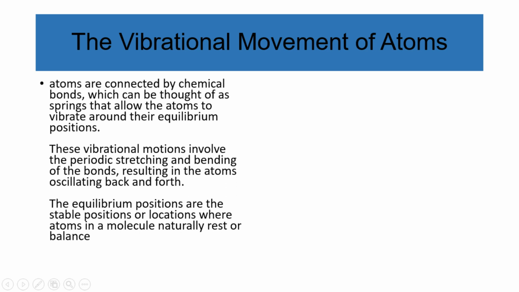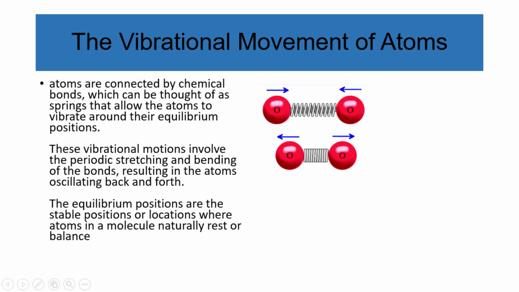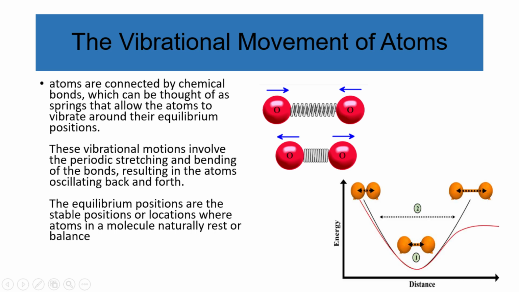We know that atoms in a molecule are typically in continuous vibrational movement. And these atoms are connected by chemical bonds, which can be thought of as springs that allow the atoms to vibrate around their equilibrium positions. These vibrational motions involve the periodic stretching and bending of the bonds, resulting in the atoms oscillating back and forth. The equilibrium positions are the stable positions or locations where atoms in a molecule naturally rest or balance due to the attractive and repulsive forces between them. The more complex molecules show more complex vibrational movements.